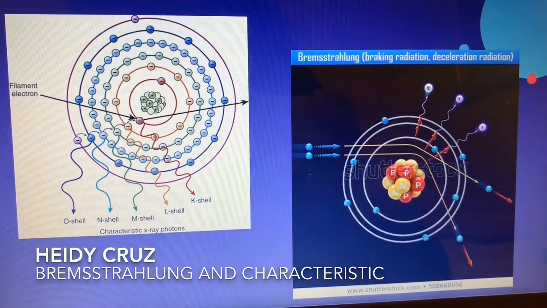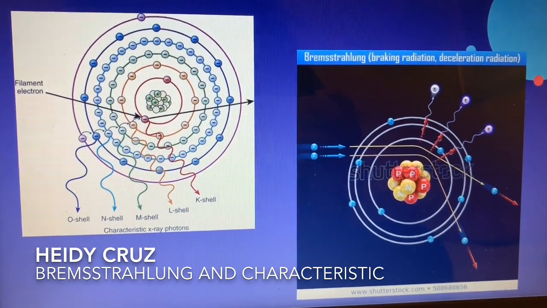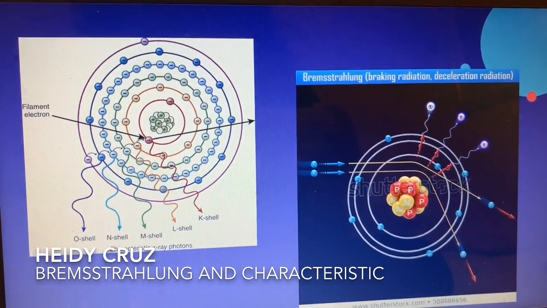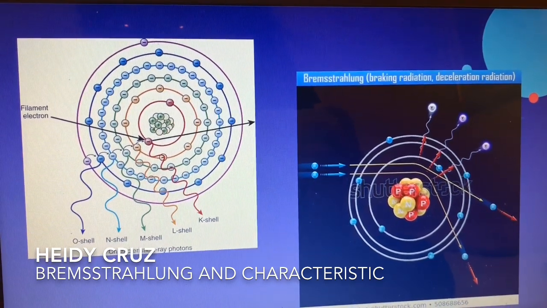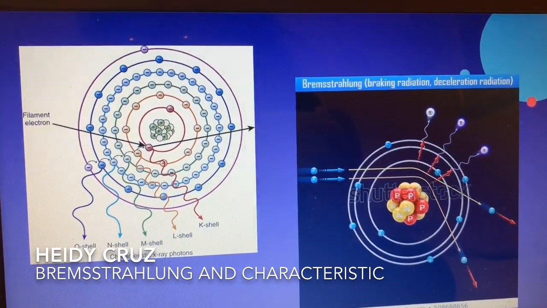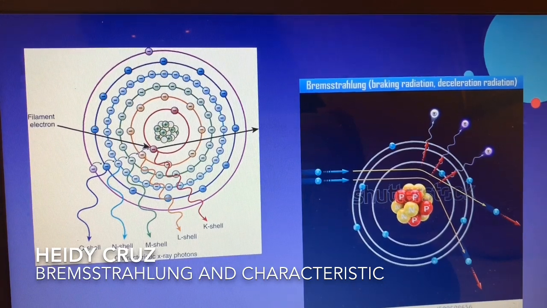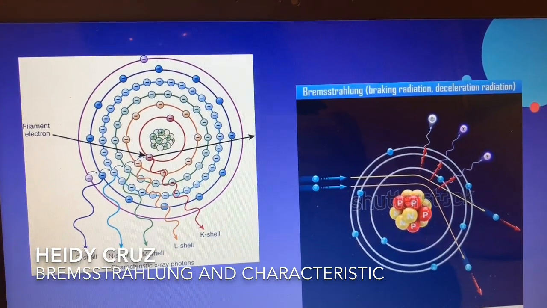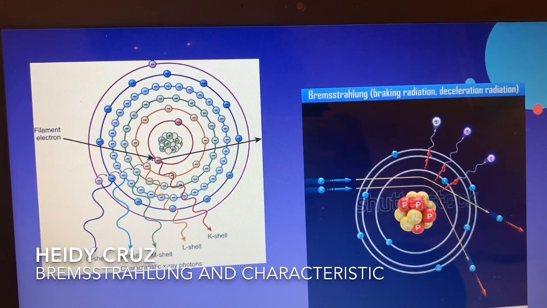X-ray production is very important. Knowing what is behind every radiograph that a radiologic technologist takes, we will be able to put connections together. It is very important because it is what allows radiologic technologists to do their job. But first, what are X-rays?